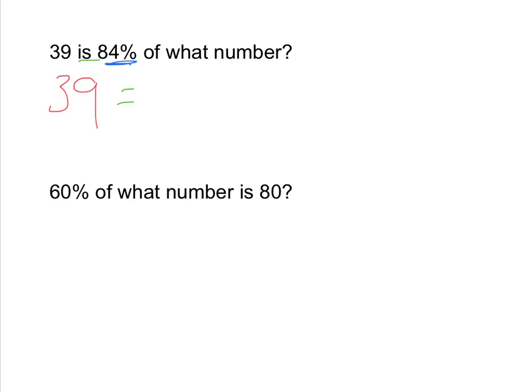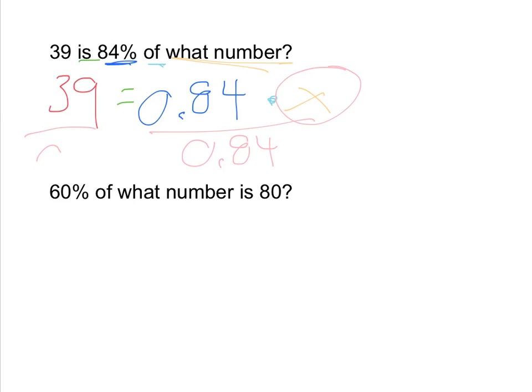84% would be 0.84. Of means multiply. And what number would just be x? Again, we want to get x all by itself, so we can solve for that piece. So we need to divide both sides by 0.84. So 39 divided by 0.84 gives you a big number, so we're going to round to the nearest tenth, so 46.4.